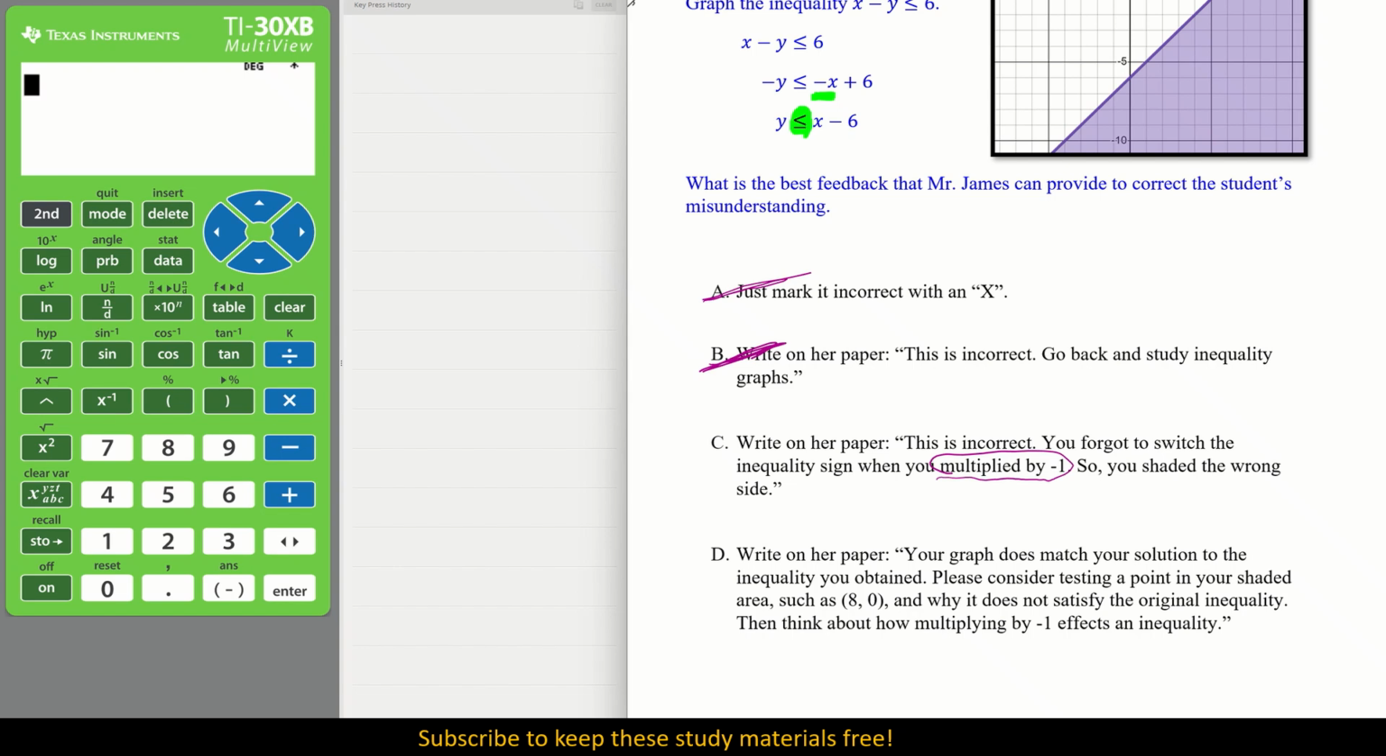So you shaded the wrong side. I like that. They told the student they were incorrect. However, they stated to the student how to fix themselves. I would have literally written it out really quick. I would have put an arrow where they made the mistake and then wrote it out for them, and maybe put the same kind of note on the side, but I would have physically showed them. So I like C the best.